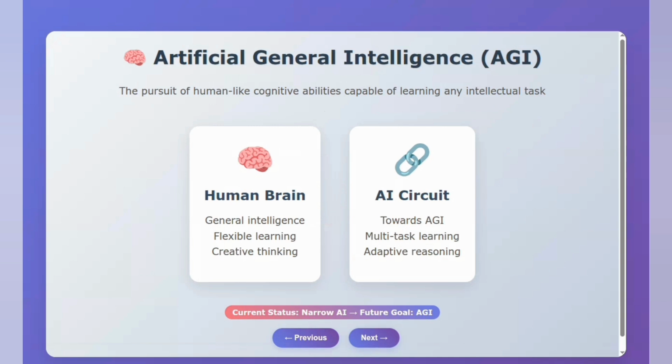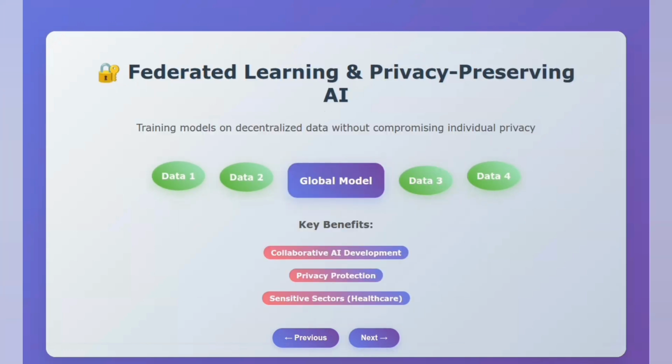The pursuit of artificial general intelligence, or AGI, remains a long-term goal. Unlike narrow AI, which excels at specific tasks, AGI would possess human-like cognitive abilities, capable of learning any intellectual task that a human being can. While we're still far from true AGI, research continues to push boundaries in this direction.